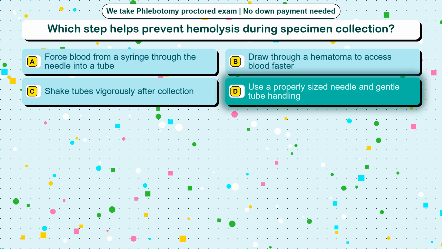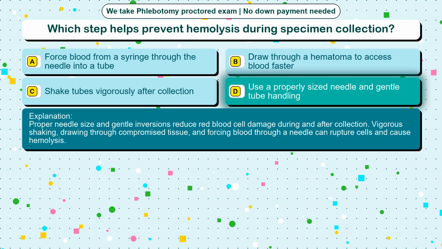The correct answer is option D, use a properly sized needle and gentle tube handling. Proper needle size and gentle inversions reduce red blood cell damage during and after collection. Vigorous shaking, drawing through compromised tissue, and forcing blood through a needle can rupture cells and cause hemolysis.